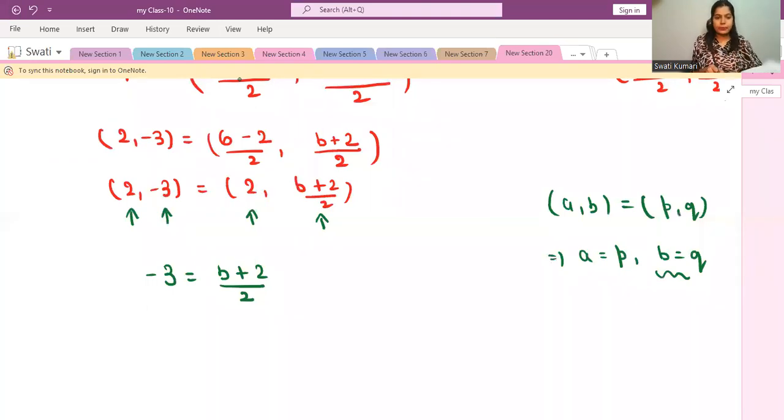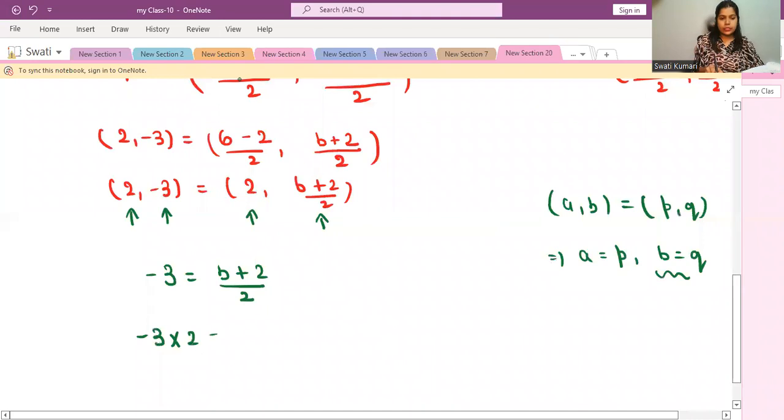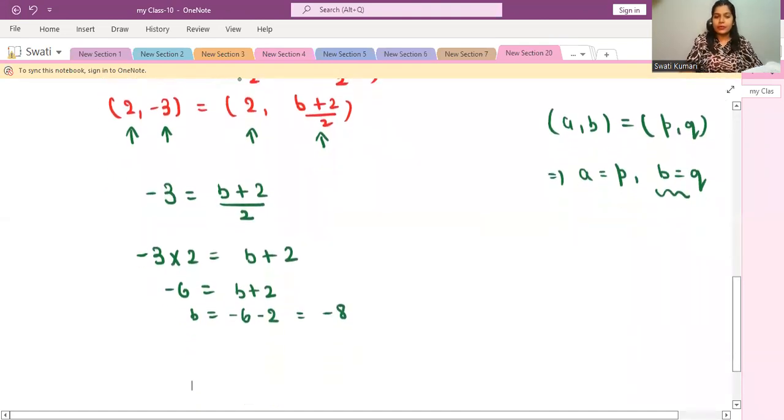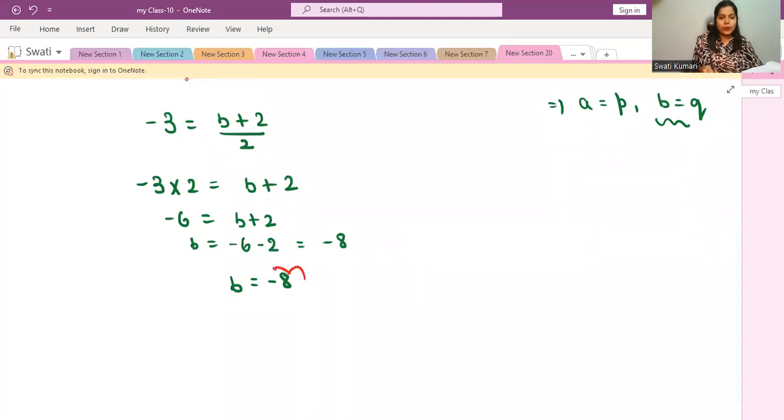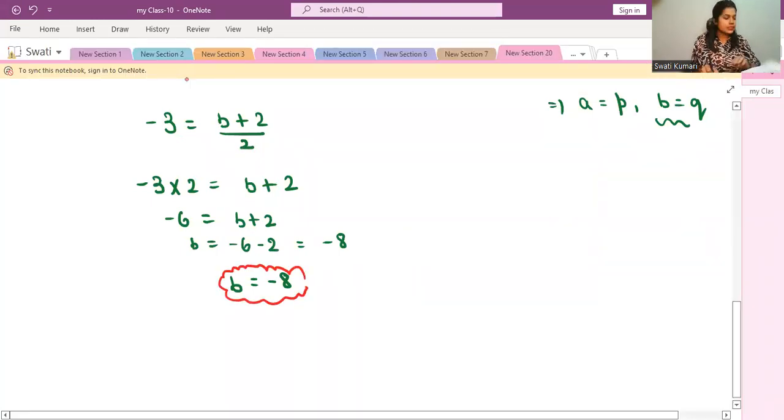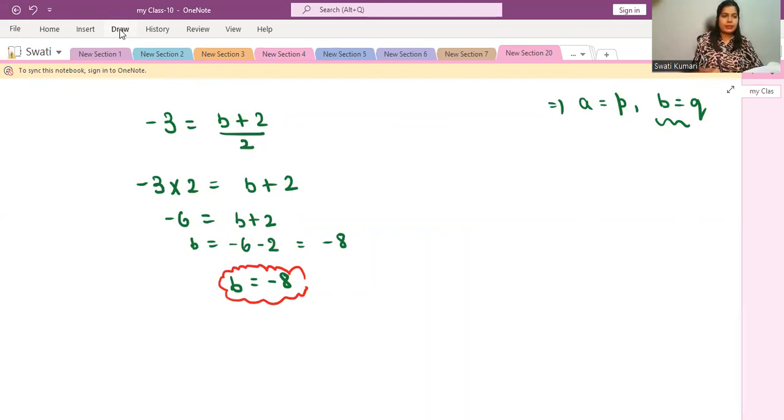Now it's very simple to solve this further. You just do cross multiplication. So minus 3 into 2 equals b plus 2. Minus 3 into 2 is minus 6 equals b plus 2. We want to find the value of b, so we shift this 2 to the other side. So b equals minus 6 minus 2, which is minus 8. We wanted to find the value of b and we got the final answer as minus 8. So this is our answer. I hope you understood this also. In this question we had to use the midpoint formula. That was the main thing.